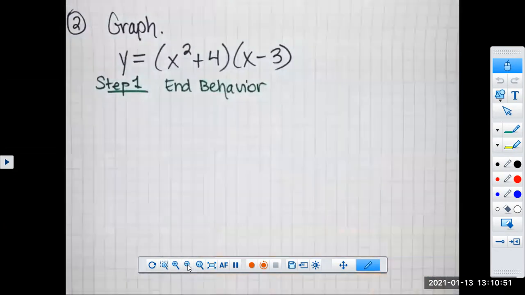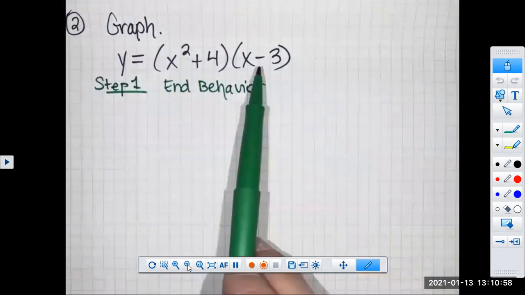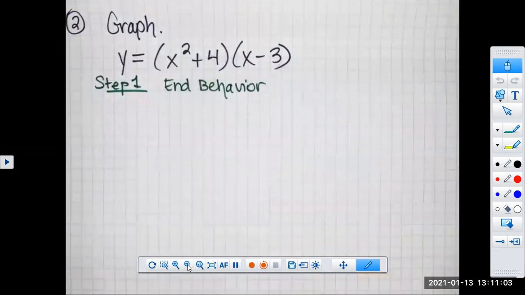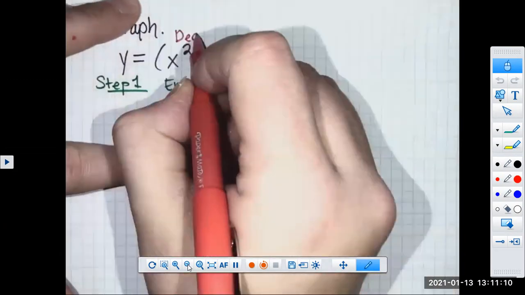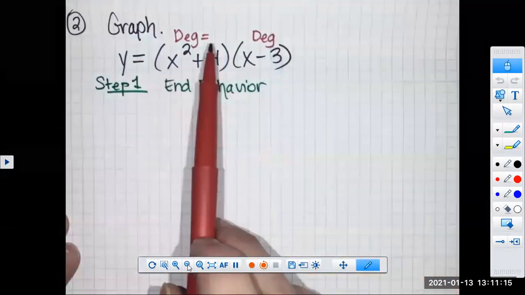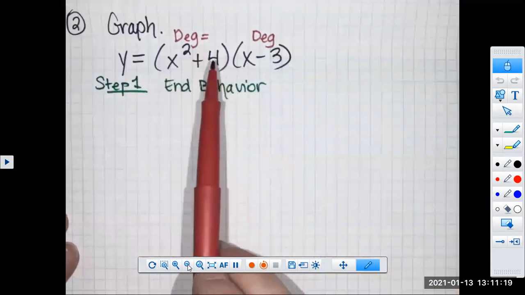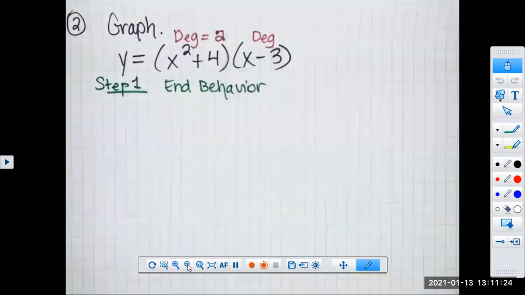Okay, step 1, find the end behavior. When we had polynomials that were already factored in 5.1, we found the end behavior by determining the degree of each factor. So if you just look at x squared plus 4, what is your degree, or what's your highest exponent? I mean, what is the only exponent? 2. So my degree for that part's 2.